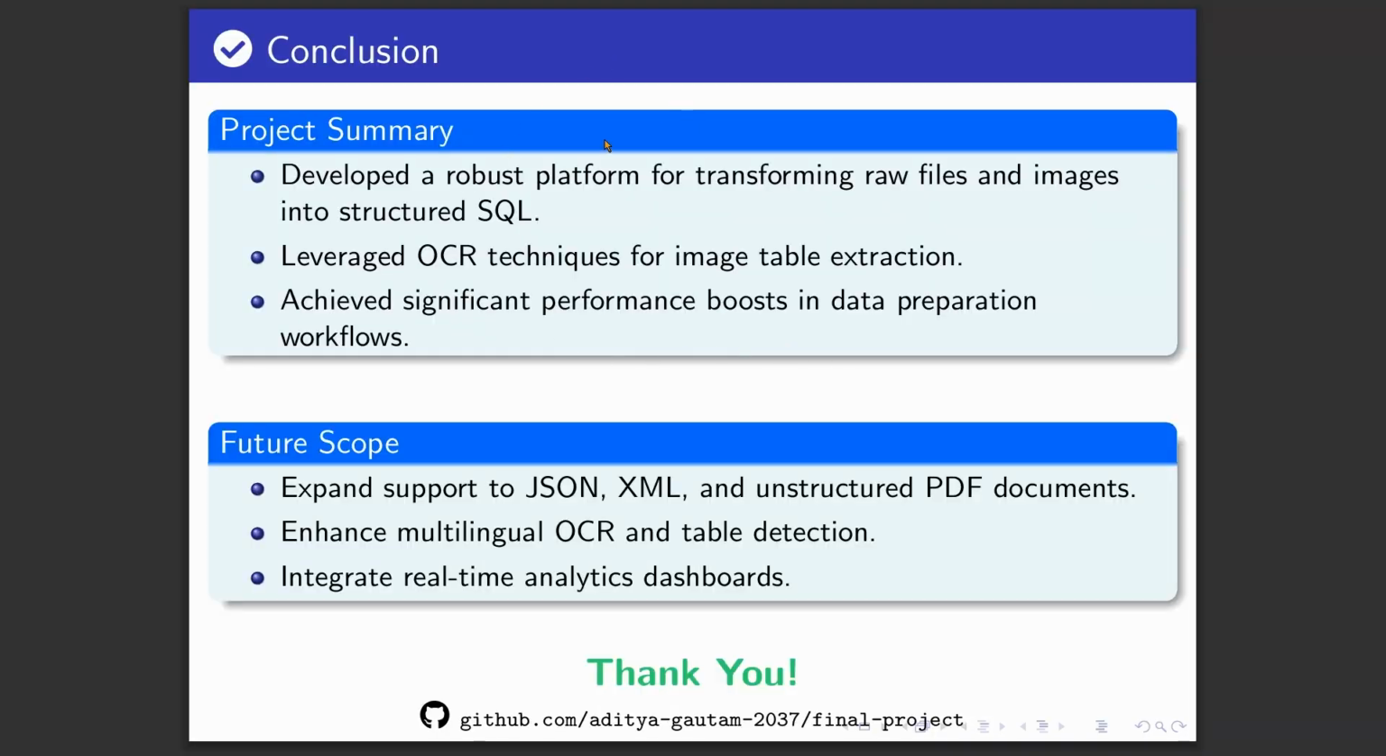In summary, we have built a full stack platform that can convert raw CSVs and table images into SQL, deliver accurate results with minimal manual work, and scale for real world data workflows. And what are our next steps? That is the future scope. We are going to add support for JSON, XML, and unstructured PDFs data types. Also, we are going to improve multilingual OCR and integrate real-time analytics dashboards.